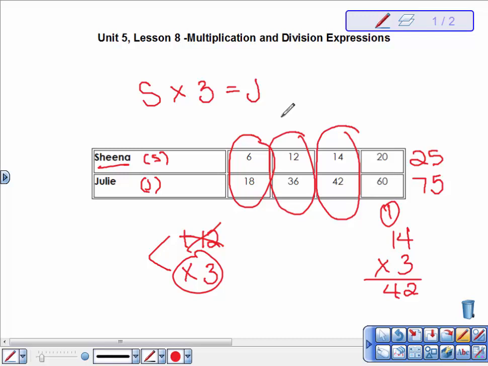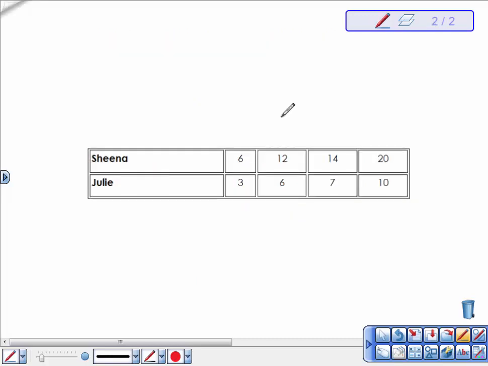Let's try another one. Same thing. We have Sheena, S, Julie, J. So same thing. First step I have to do is to figure out the rule. So I'm going to take a look. I have 6, and I end up with 3. Well, I'm starting with 6, I'm going to 3, so my number's getting smaller. So I'm going to either subtract or divide. That's how we get smaller. I can either subtract 3 from 6 to get 3, or I can divide by 2.